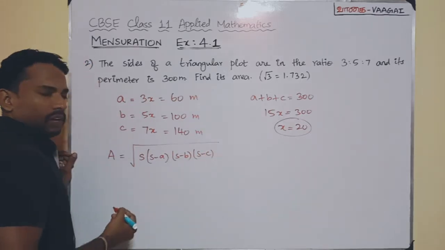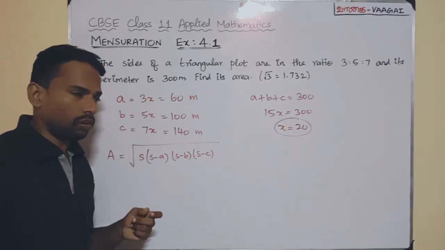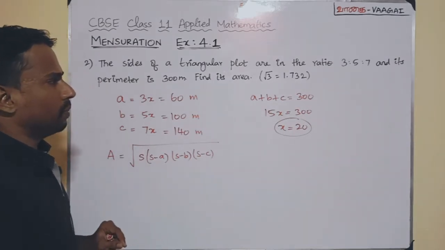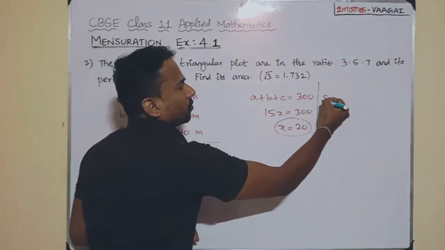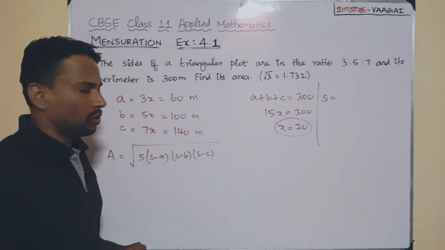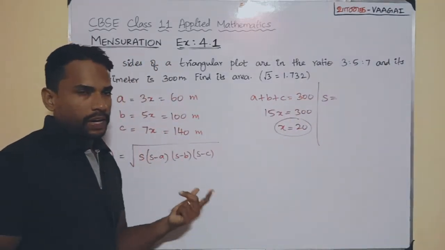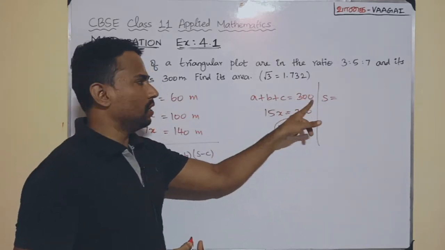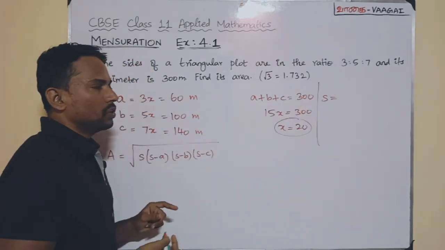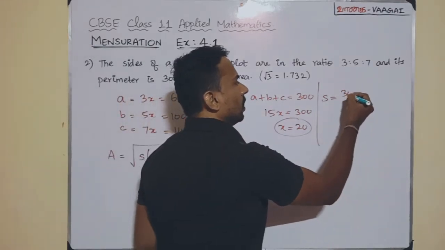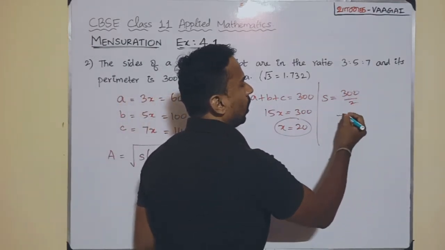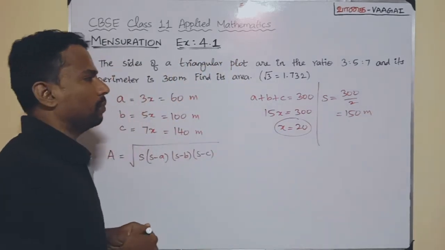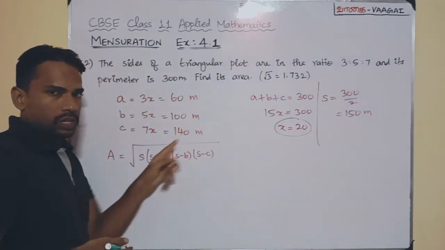But in between, we need to find the value of s first, is it or not? Only when I find the value of s, I will be able to find the area. So let me take this space to find the value of s. s will be equal to a plus b plus c by 2. Already we have the value of a plus b plus c, it is going to be 300. So we just need to divide 300 by 2, which will give you 150 meters. So s is equal to 150 meters. That's going to be the value of s. Now I can use it here to get the answer.